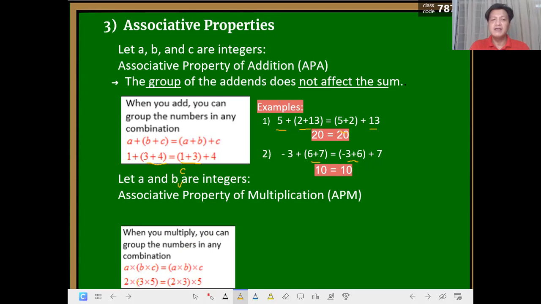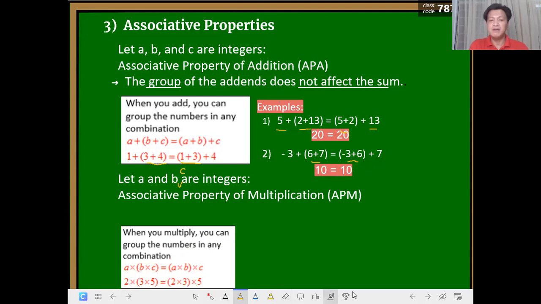So kung mapapansin natin, nagbago lang yung operation kasi multiplication tayo. So A times, magkagrupo si B times C. Magkagrupo naman sa right side si A times B times C. Example natin, diba? 2 times 3 times 5 is equal to 2 times 3 times 5.